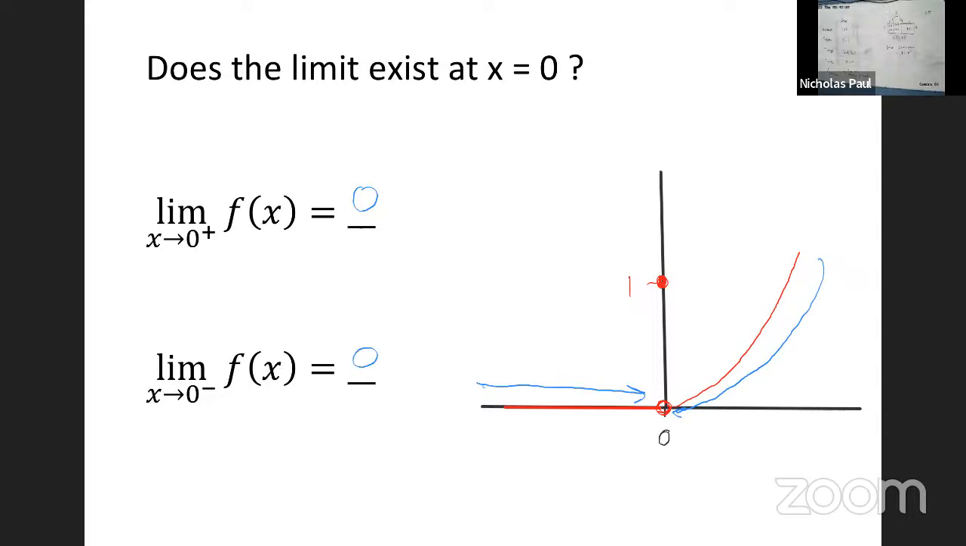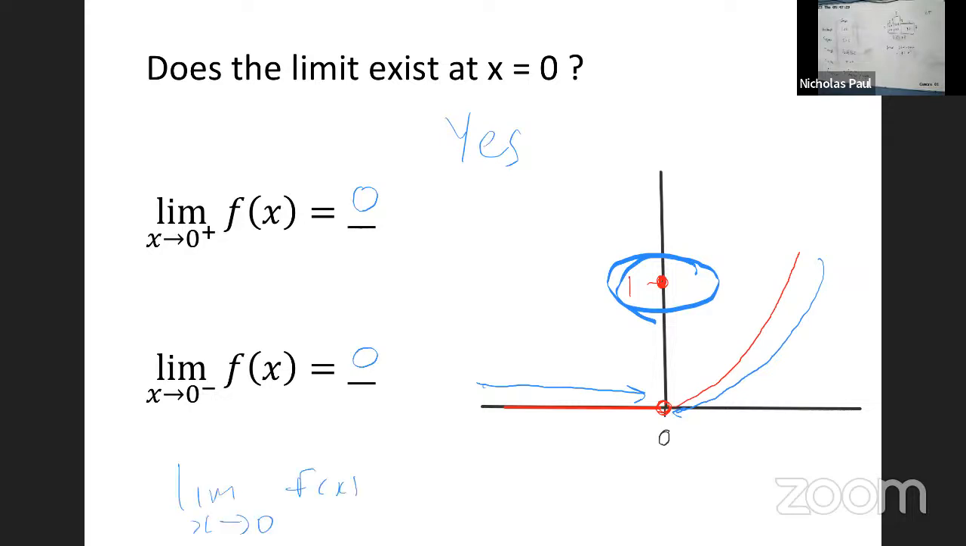It approaching 0, nothing wrong with that, right? This is a problem, but we'll see later on what that problem is. So the answer is yes, it exists. And the value is 0.